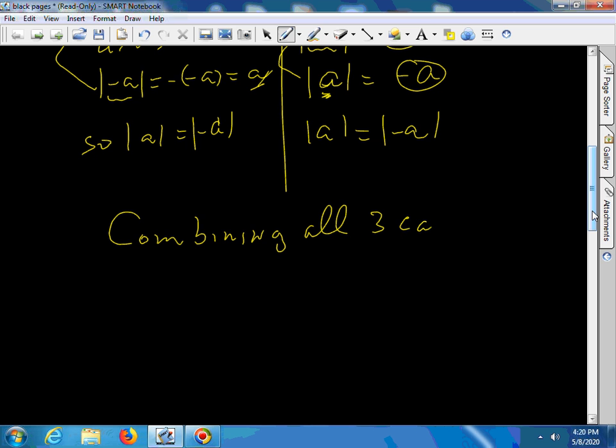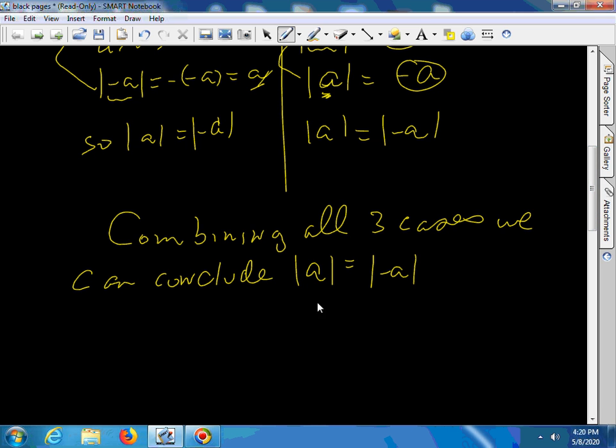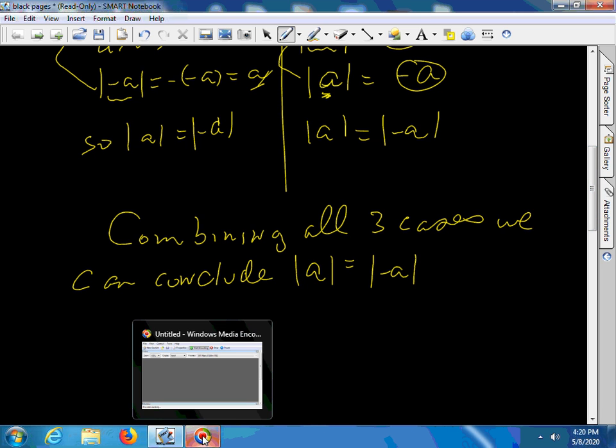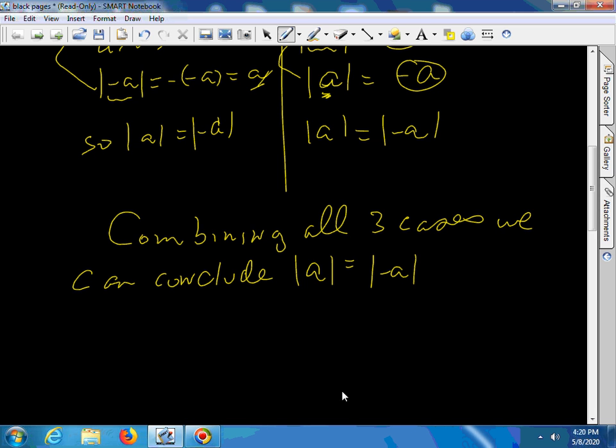And we should say, combining all 3 cases, we can conclude the absolute value of a and the absolute value of negative a, they're the same. It's not because we did a number of examples and it looked the same, and the teacher told you they're the same. We proved it here. What this site is all about.